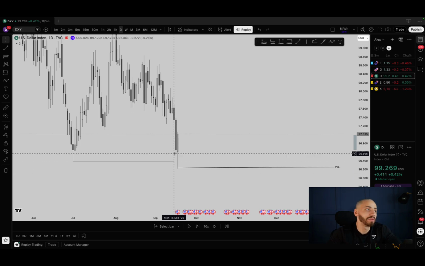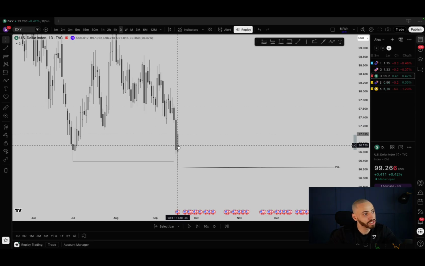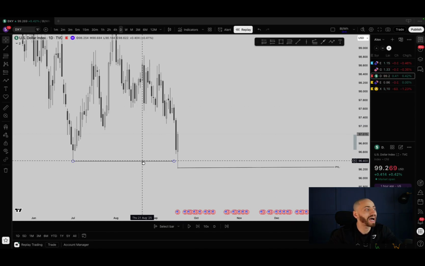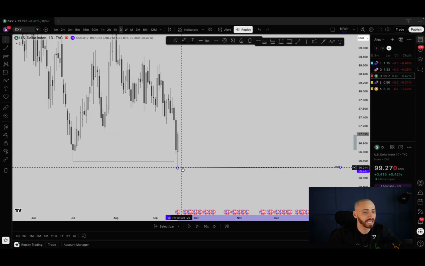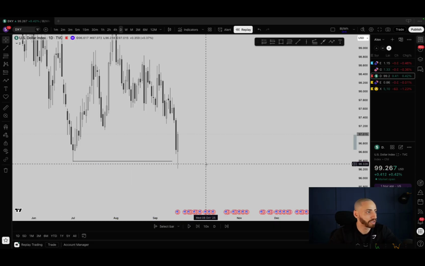Liquidity has been taken. If I saw a body closure down here, I would more than likely still look for shorts, okay? But because we've got a big shoot up, you know, this is all bearish, and then we've got this big push up after taking liquidity, that is a telltale sign that there's orders that have been taken in the market, okay?